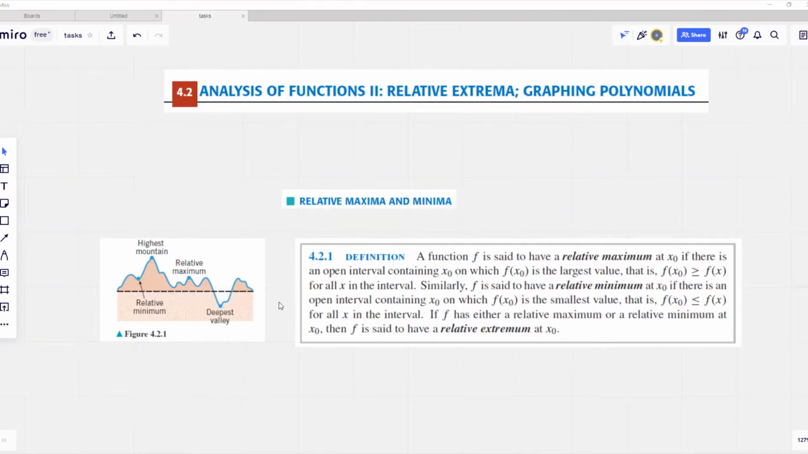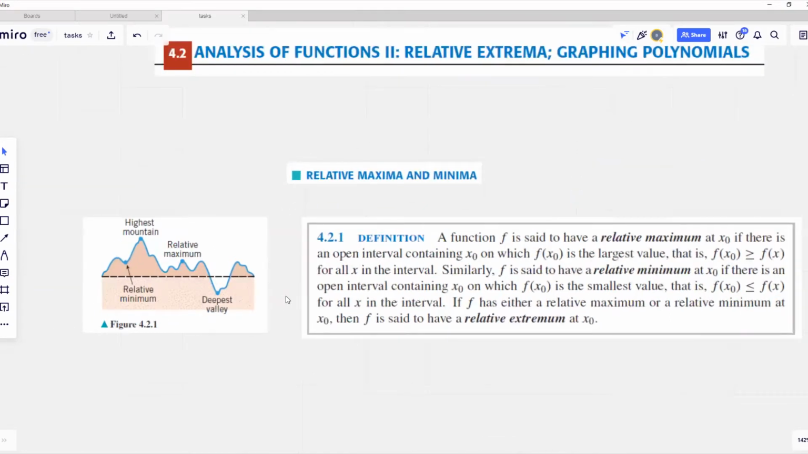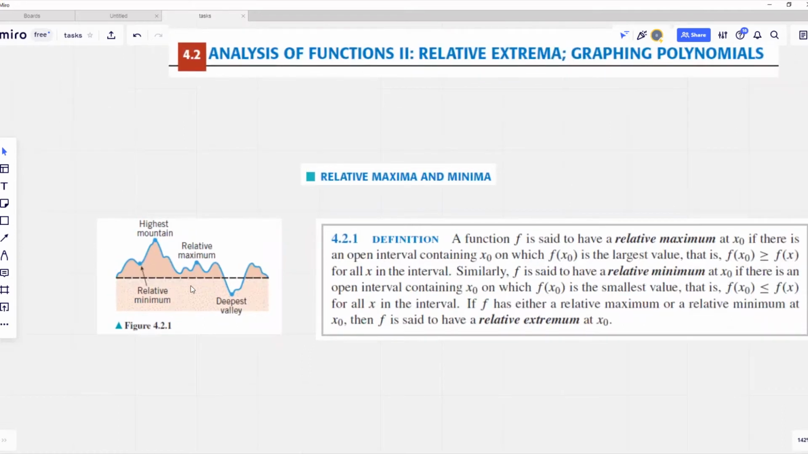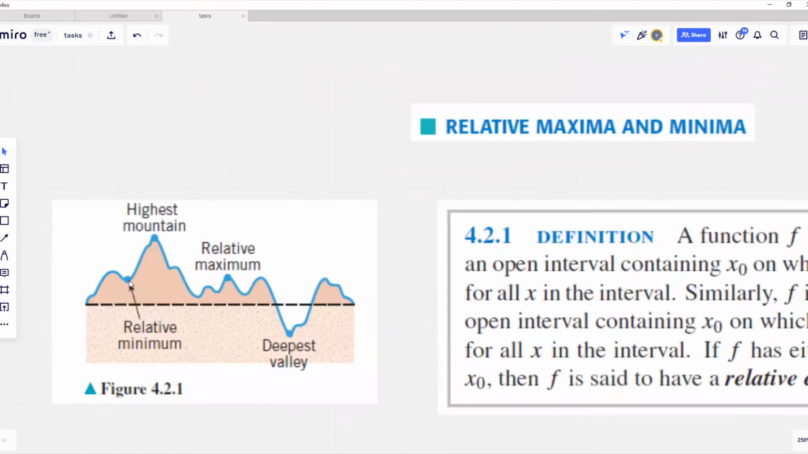So let's start by taking a look at the following graph. If we consider our function to be a two-dimensional mountain range, then we can consider tops of the hills and bottoms of the valleys as relative extrema points. So the bottom of the valley here can be considered as a relative minimum point. It doesn't mean that this point is the smallest value attained by the function on the whole mountain range over some closed interval, but this is the smallest point in some vicinity near that point.